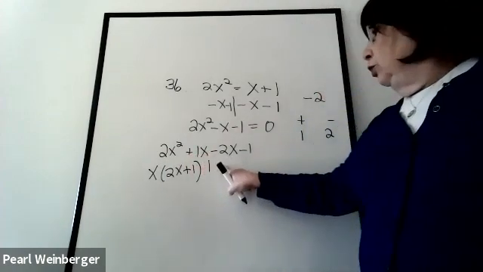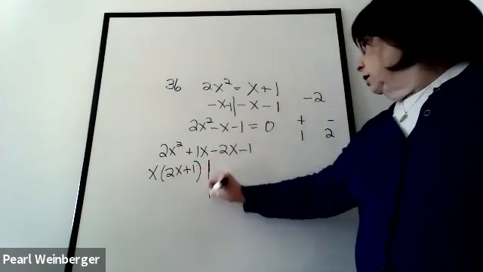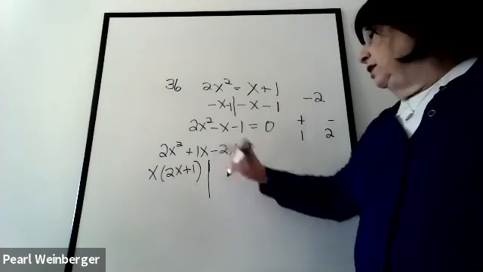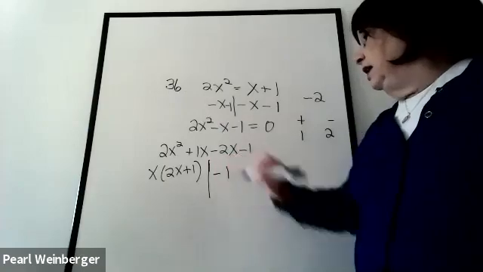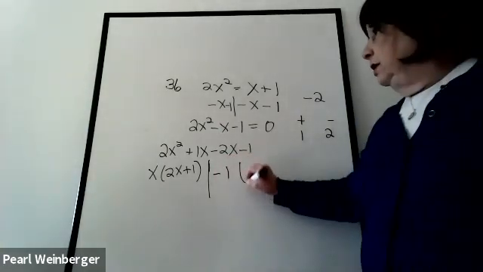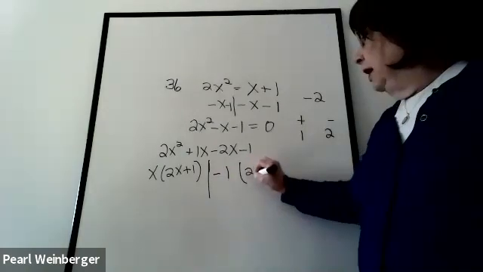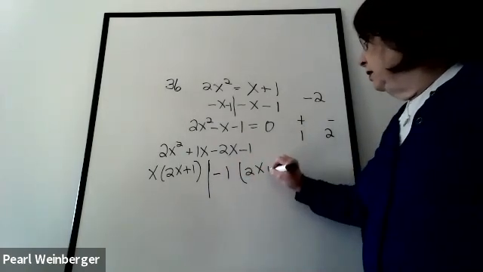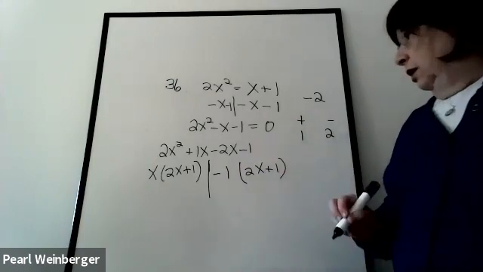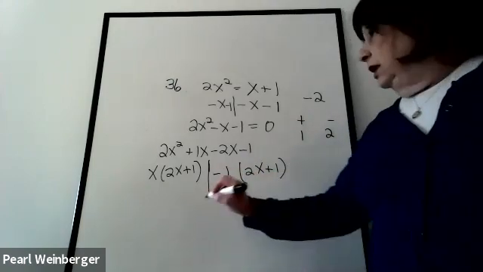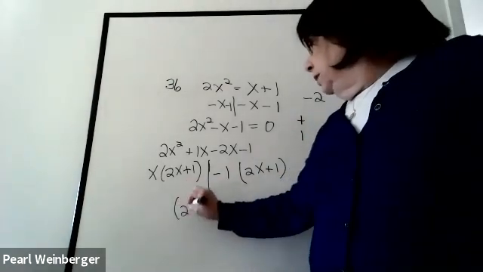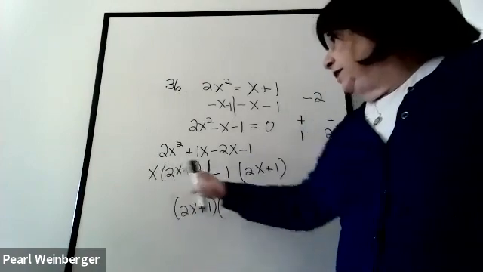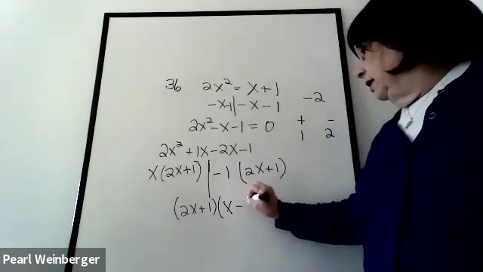In my second group, there's no common factor except that it starts with a negative. My common factor is -1. So -2 divided by -1 is positive, that's positive 2x, and -1 divided by -1 is positive 1. So this factors into 2x plus 1 times, now what's in the second parentheses is the x and the -1.